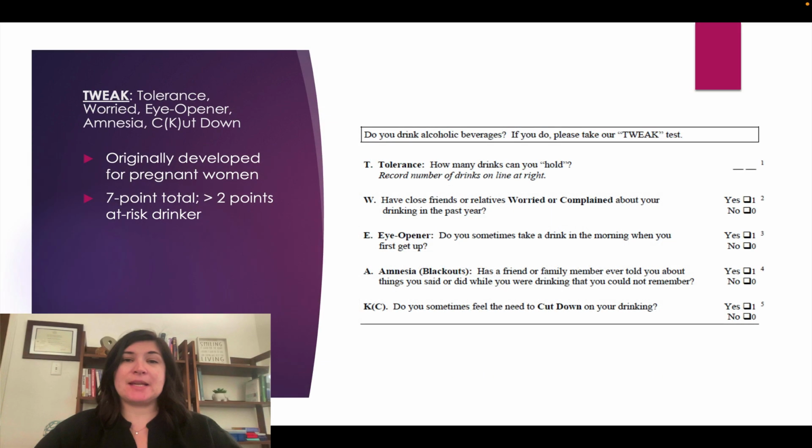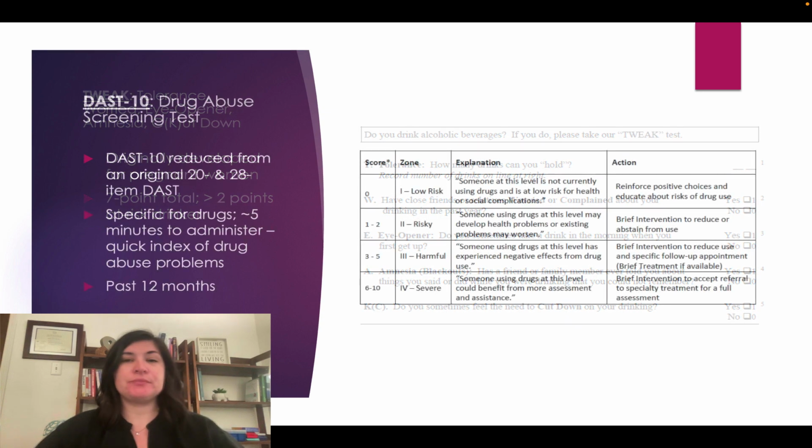The TWEAK assessment is also known for tolerance, worried, eye-opener, amnesia, and cut down. It was originally developed for pregnant women, and as you can see, there are 5 questions as well that are yes or no. You can earn up to 7 points on this. However, anything greater than 2 points would represent those who are at-risk drinkers.